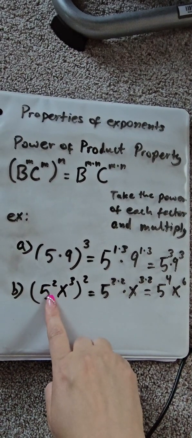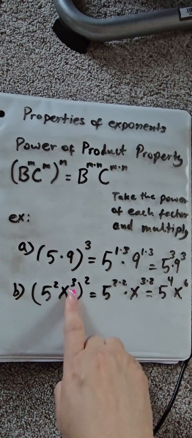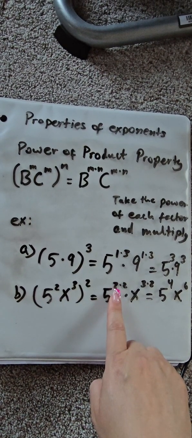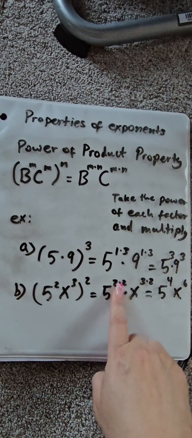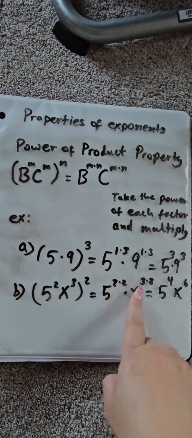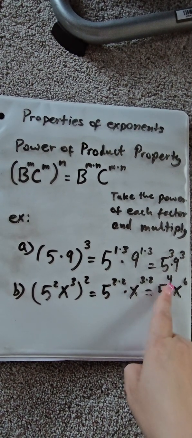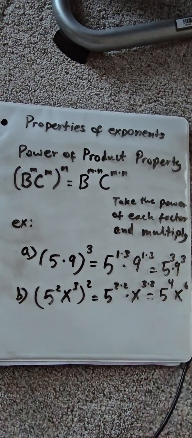Here we have 5 to the 2nd power and x to the 3rd power. They're being multiplied. So we will take the exponents and multiply them. Here we have 5 to the 2nd power times 2, x to the 3rd power times 2. We end up with 5 to the 4th and x to the 6th power.